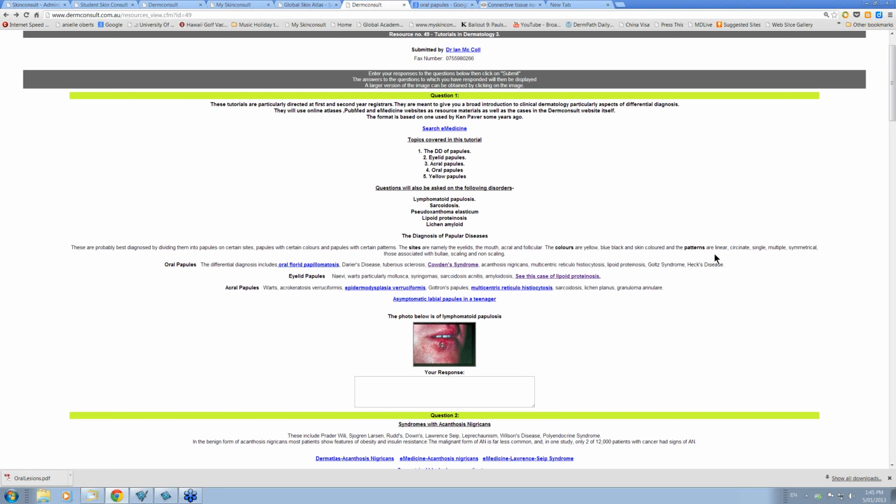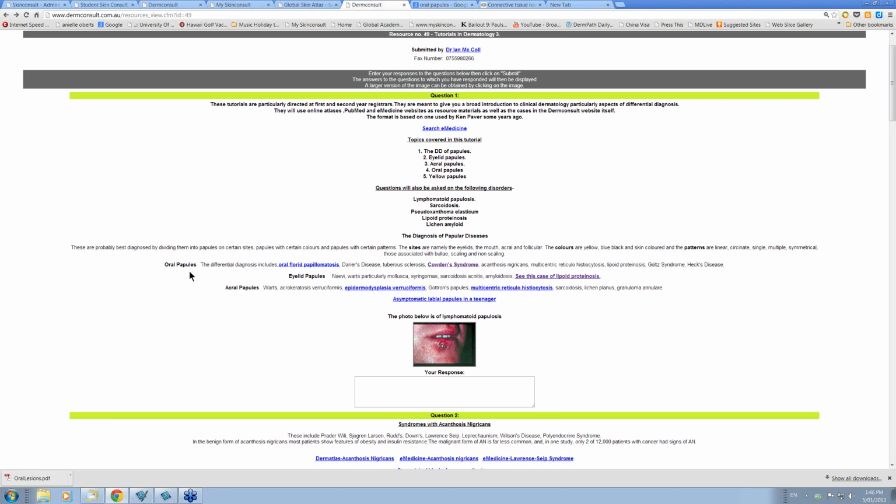What about these patterns that we were talking about? Papules in the linear distribution, papules in the circinate distribution. Sometimes you look at them as single, multiple, and symmetrical. And then you can also look at papules in relation to those associated with bullae, with scaling, and non-scaling. Now, I'm not going to go into all of these just now, because we'll be coming across these in subsequent tutorials. We're only going to look at some of them in this particular tutorial.